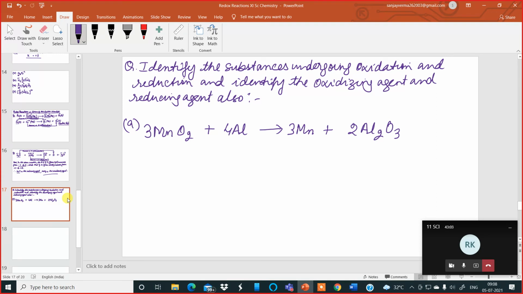Now just to help you, I am going to write down the oxidation numbers of the elements. In manganese dioxide, the oxidation number of manganese is +4. Oxygen is -2. Aluminum is a metal, so oxidation number is 0. Manganese is a metal, oxidation number is 0. Over here, aluminum is +3. Oxygen is -2. So try to do this yourself, and send me the working in the WhatsApp group. Now, number B, the second work which you have to do yourself. I am writing down the ionic equation over here.